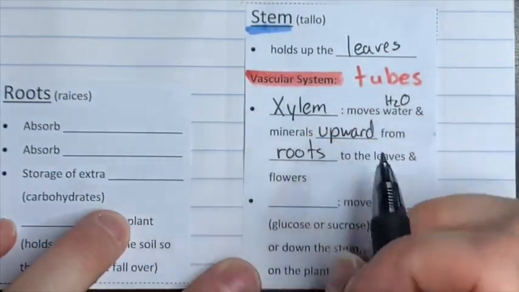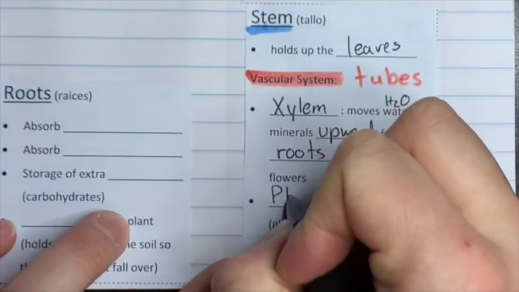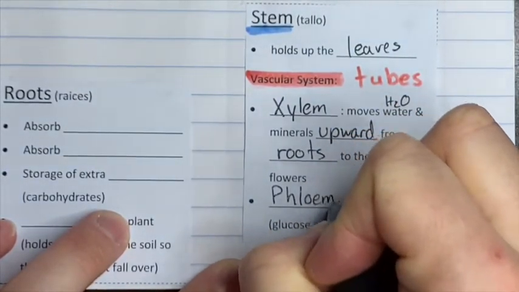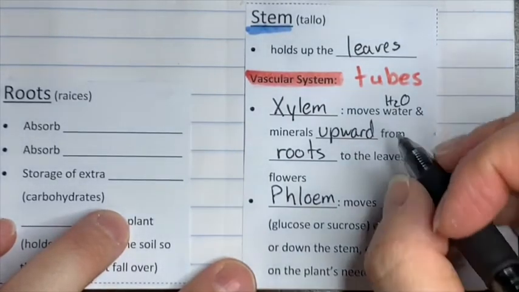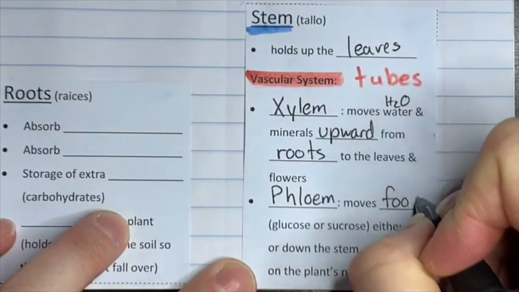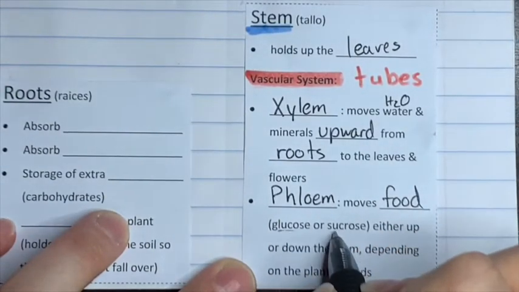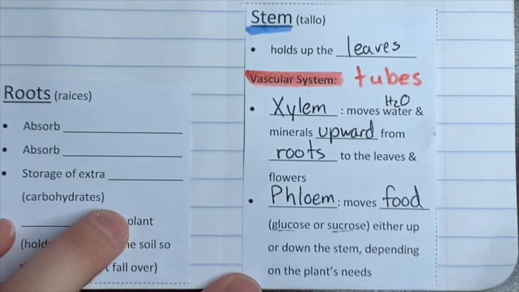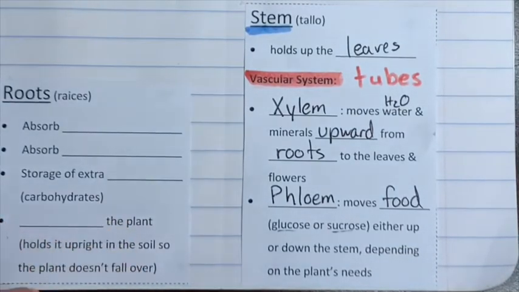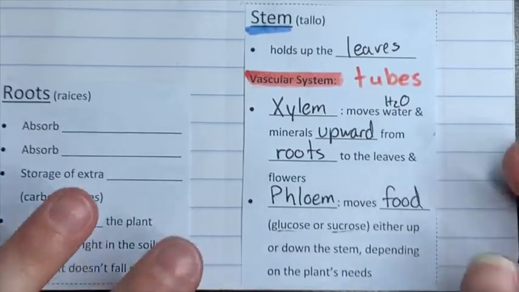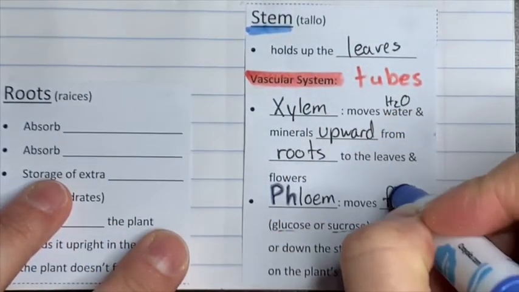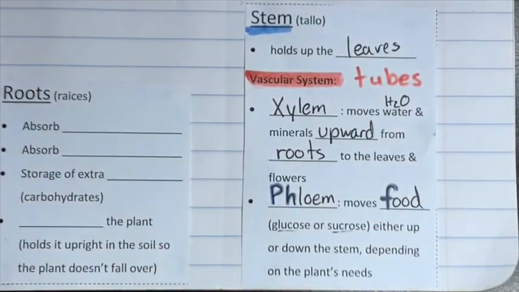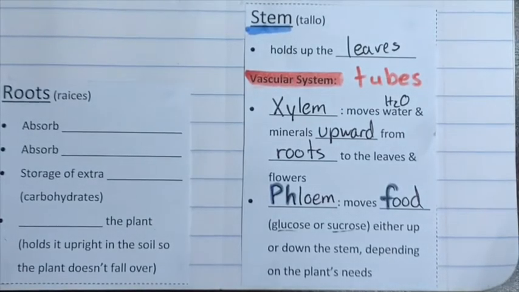The other one is called the phloem, spelled with a PH. The phloem moves food. And plant food, we're talking about glucose, sometimes sucrose, and it can move up or down the stem depending upon where the plant needs it. To help you remember xylem and phloem, that F sound from the PH in phloem and food: the phloem moves the food.